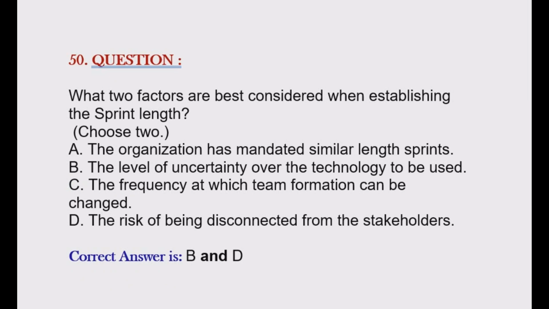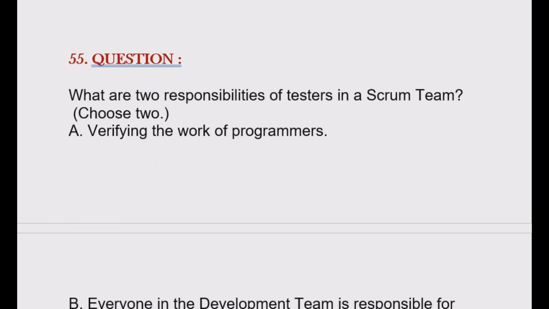Question is, what two factors are best considered when establishing the sprint length? Choose two options. Option A. The organization has mandated similar length sprints. Option B. The level of uncertainty over the technology to be used. Option C. The frequency at which team formation can be changed. Option D. The risk of being disconnected from the stakeholders. Correct answer is option B and option D.